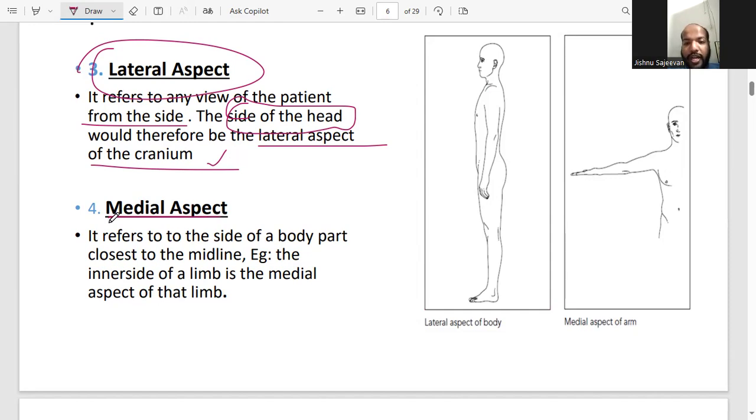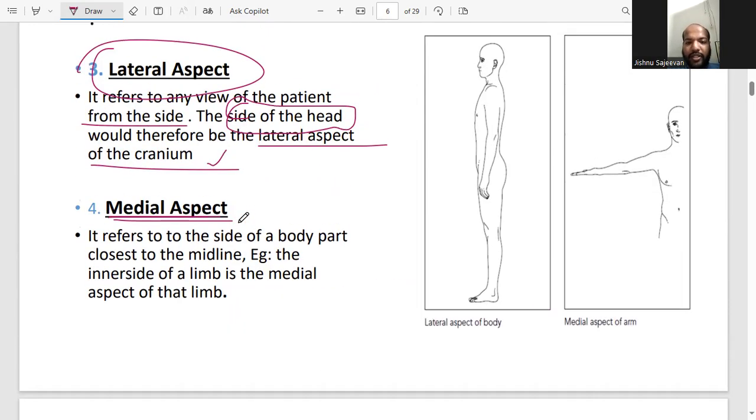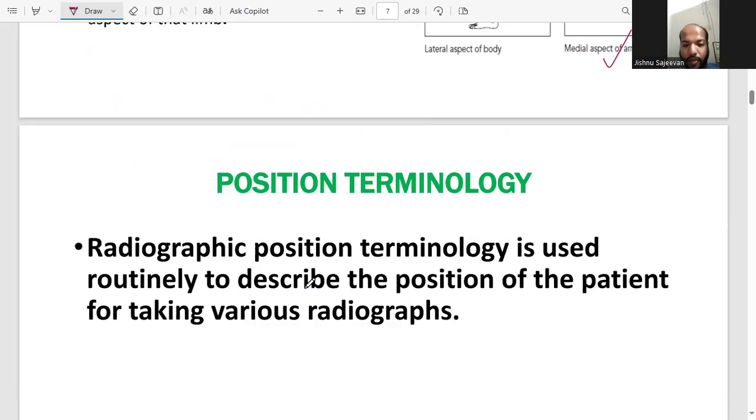Moving on to the next anatomical term, that is the medial aspect. Medial aspect means, if you are taking our body, the sternum is the medial part, like that. So now we will be moving on to the next slide.